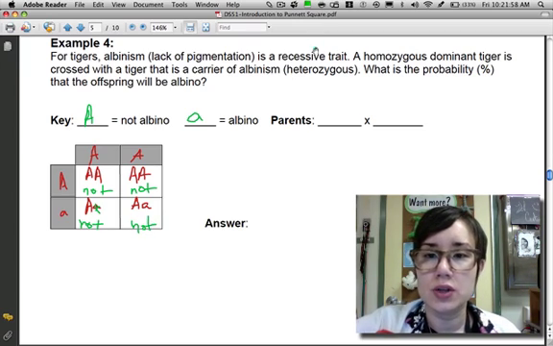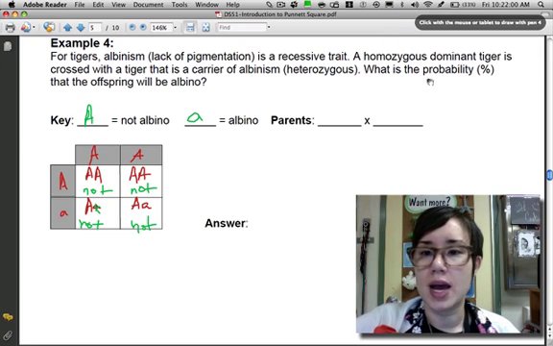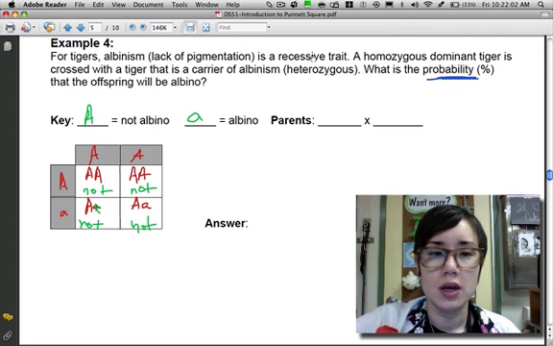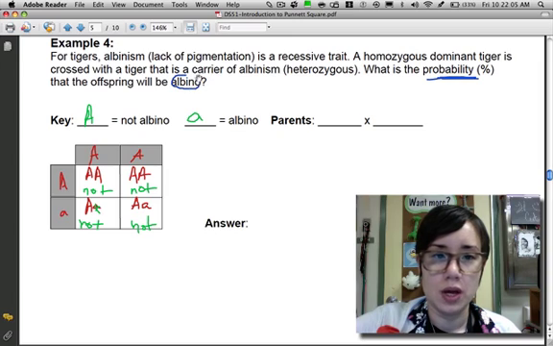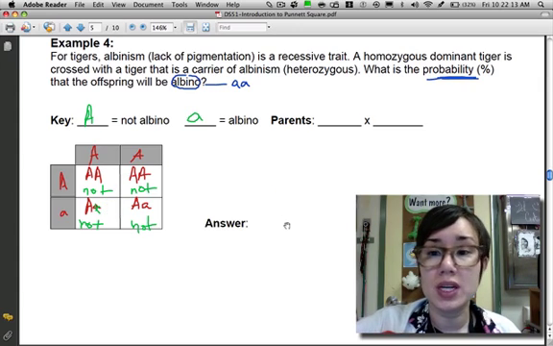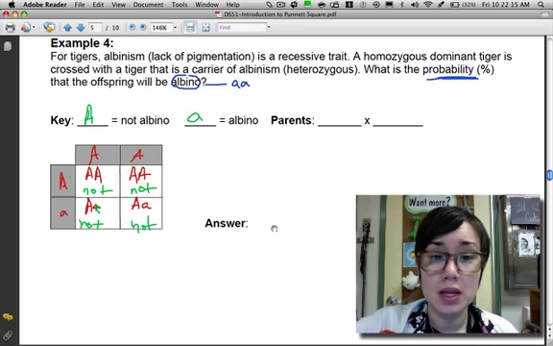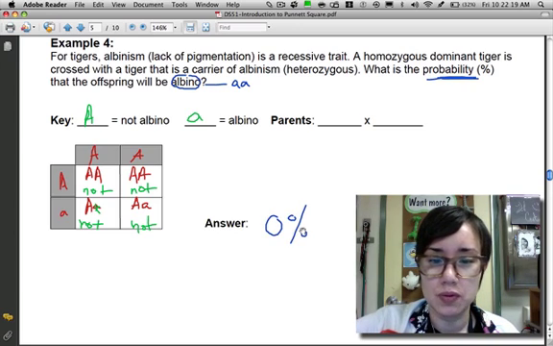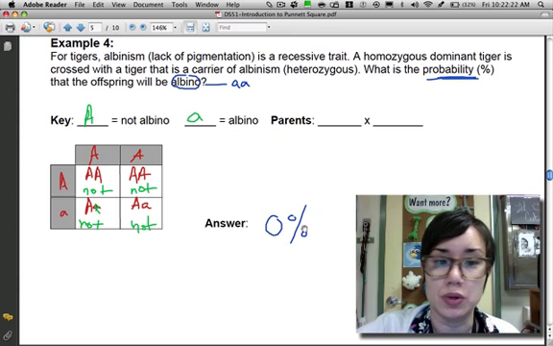So we need to ask ourselves, let's look back up at the question. It's asking, what is the probability of getting an albino? The only way to be an albino is to be lowercase, lowercase. So do we have any lowercase, lowercase in our Punnett square? No. So what's the probability of these 2 parents having a baby that has albinism? It's going to be 0%. It's impossible for them to make a baby who has this particular disorder.